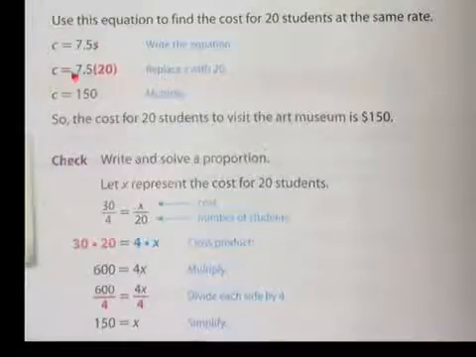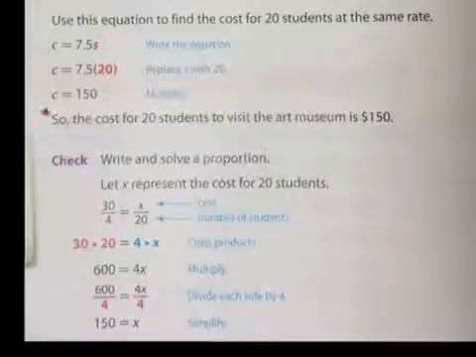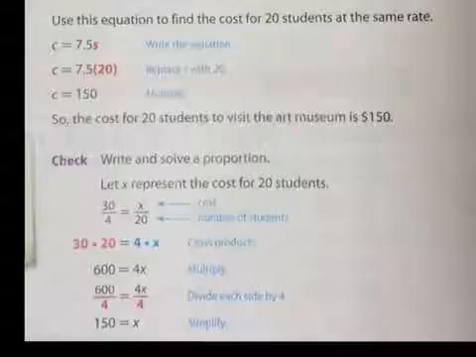We replace it with 20 as we did in my example at the top. So the cost is $150. Okay, $150 for 20 students. Here's another one. Please check it.